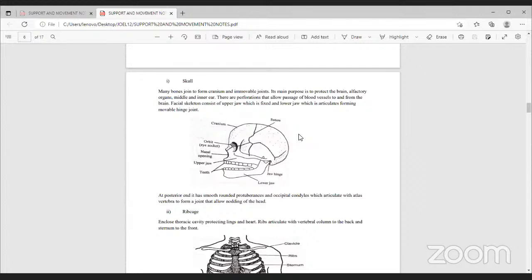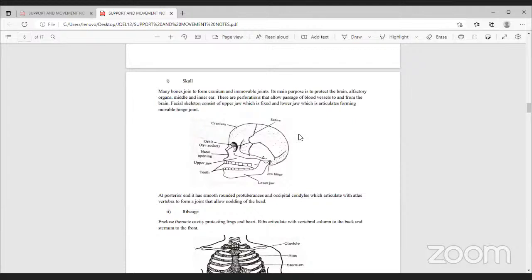So the main functions of the skull are to provide protection to the brain, to the olfactory organs, or basically the nose, and to the middle and inner ear. One of the things you realize about the skull, even if it is made up of so many bones fused together by joints called the sutures, is that it has some perforations. I don't know whether you can see them clearly there. We have some perforations indicated there.